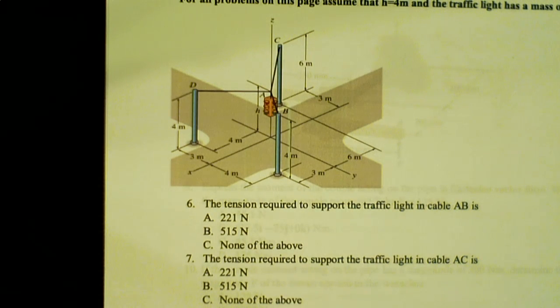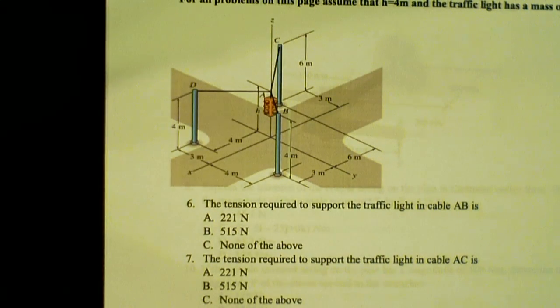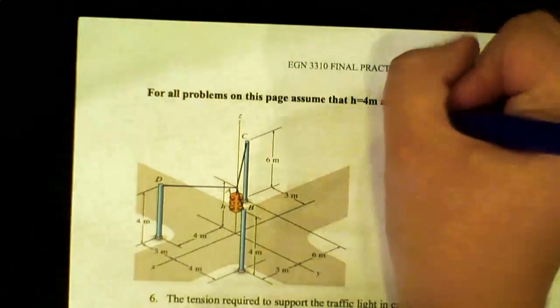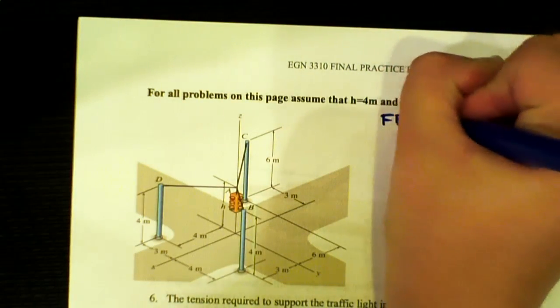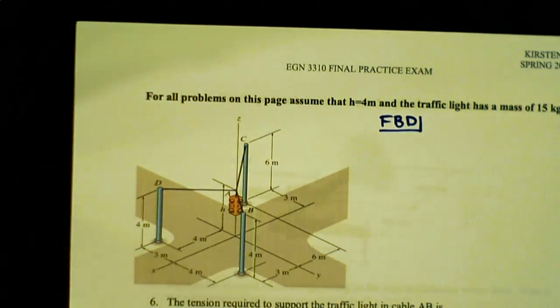Traffic lights. I tried to find a picture that looks scary because his pictures scared me whenever I saw them. Okay, so we see this. What's our first step? No crying. It starts with an F and ends with a D. Free body diagram. If my free body diagram is ugly, you cannot be mad at me.